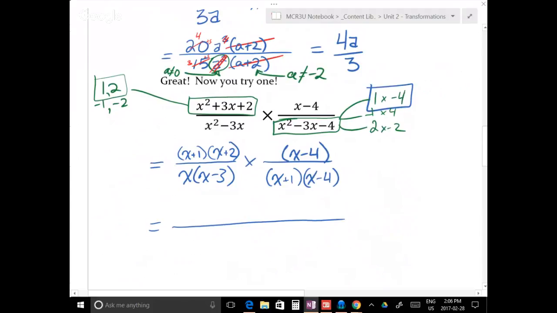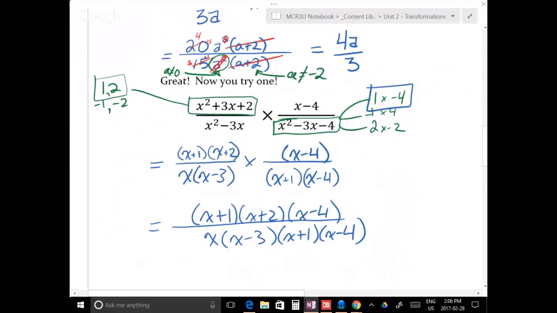All right. Now again, because it's multiplication, and we don't want to expand these, we can just write them out all in order. x plus 1, x plus 2. Those are our factors on the top. What are the factors on the bottom? We have x, x minus 3, x plus 1, and x minus 4.